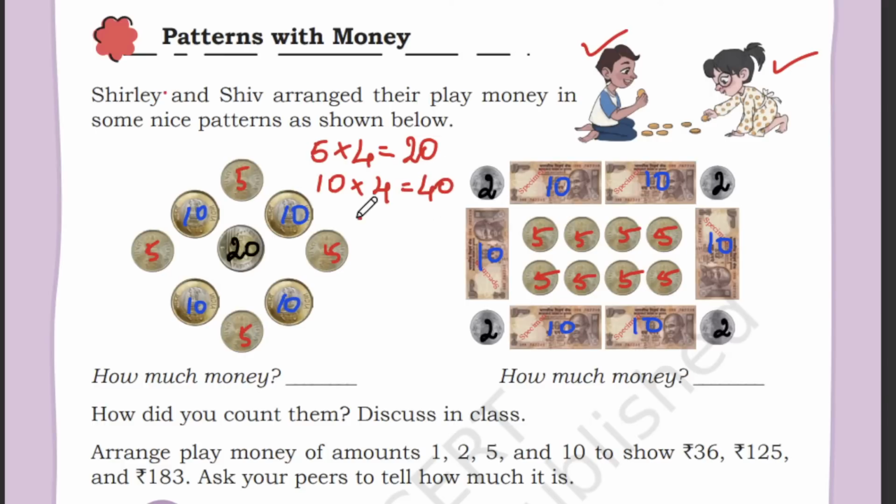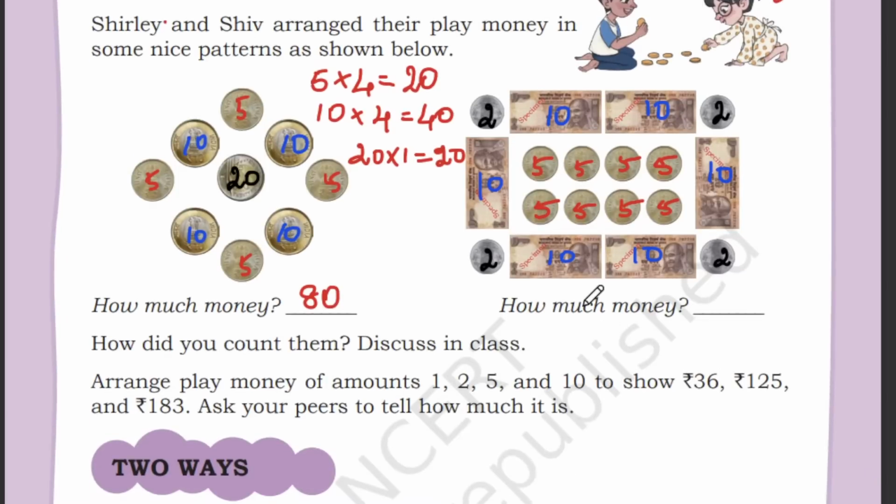Next we have 20 rupees. So 20 into 1 is 20. So we have to add all these, so we can easily get the answer. So 40 plus 20 is 60. 60 plus 20 is 80. So totally we have 80 rupees.